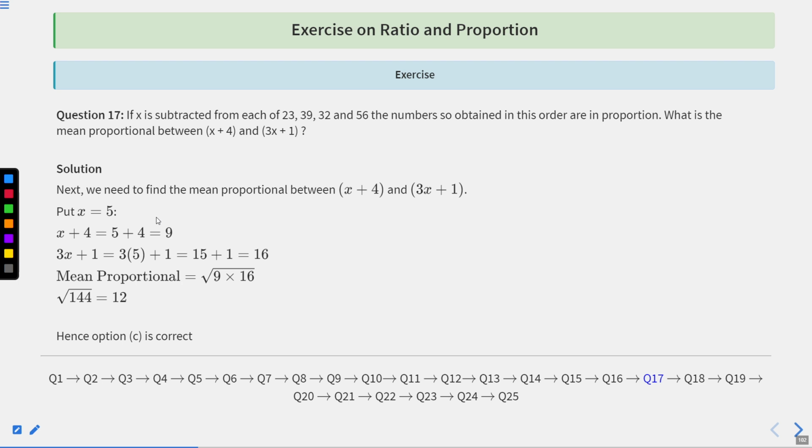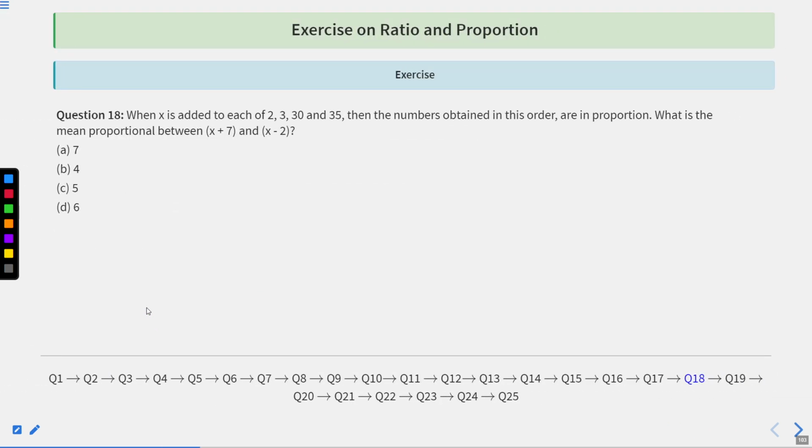First of all, x plus 4 is going to be 9 when you put x equal to 5, and 3x plus 1 is going to be 16 when you put x equal to 5. So the mean proportional is given by under root of 9 times 16, that is under root of 144, which is equal to 12. So the correct option here is option C.